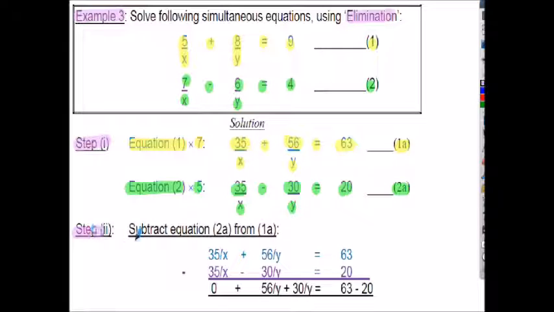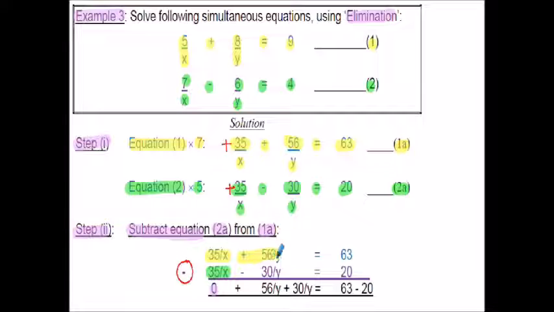In step 2 here, we're going to subtract the two equations. We're going to take 2a from 1a, labelled above here. We're subtracting because the coefficients of the x terms are both 35, so don't forget that's a positive 35 and a positive 35 here. So because the coefficients of the x terms in this case are both positive 35, we will subtract the equations because of that. Okay. So subtracting the equations, 35 divided by x, subtract 35 divided by x is 0.